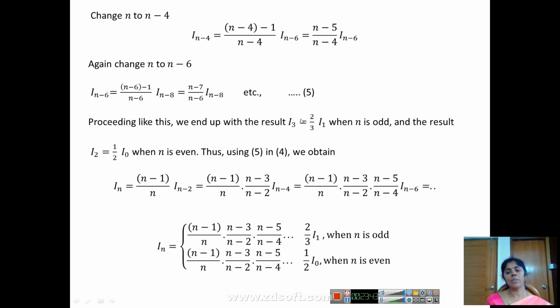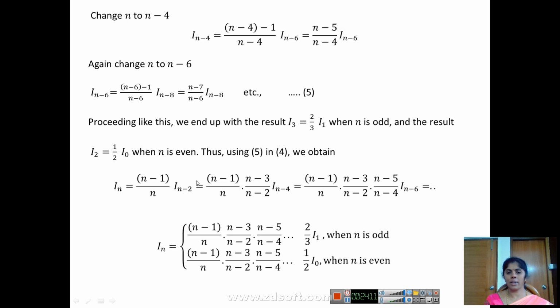As we already know, I1 is the integral of cos x dx with the limit 0 to pi by 2, and I0 is nothing but the integral from 0 to pi by 2 of dx. So if I substitute all the values in equation 4, I get I_n equals (n minus 1) divided by n into I_{n-2}.